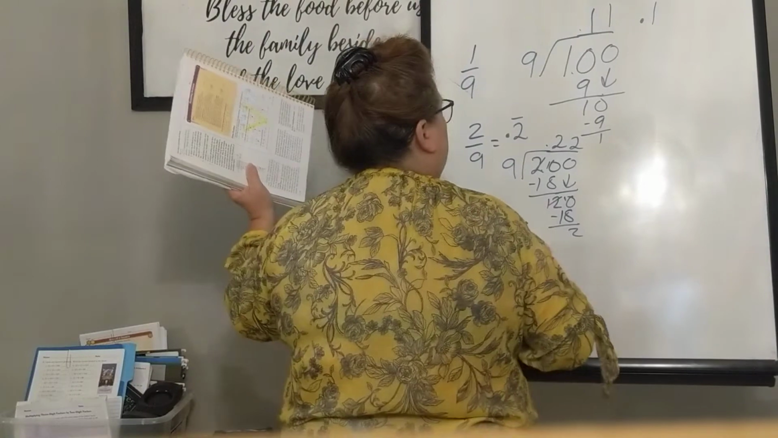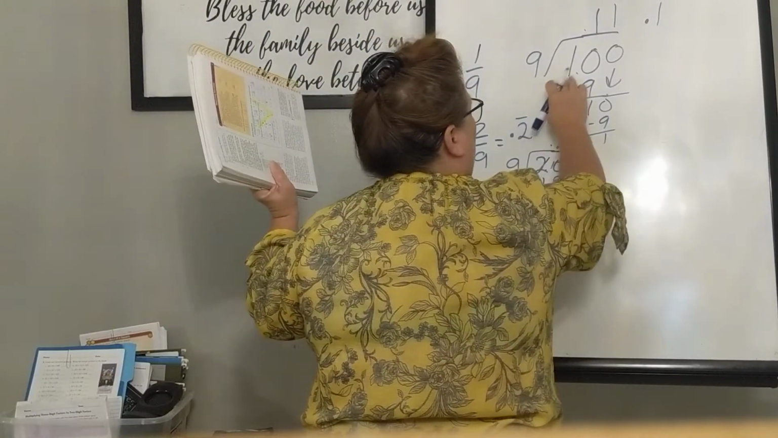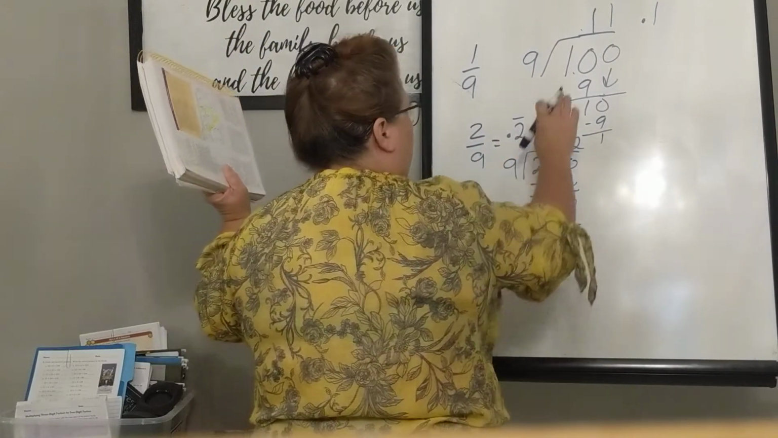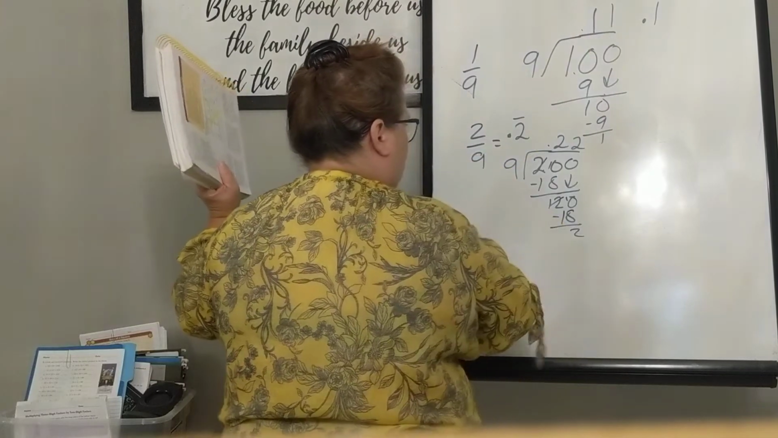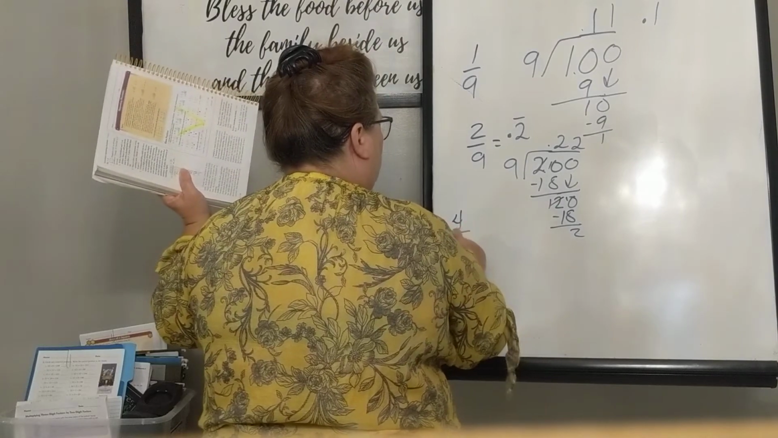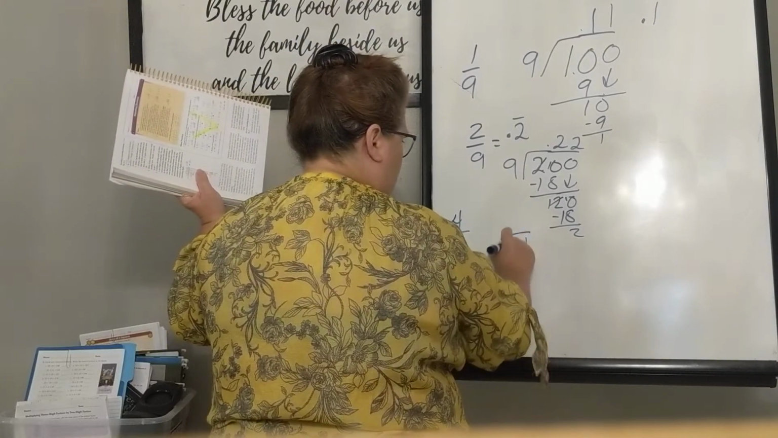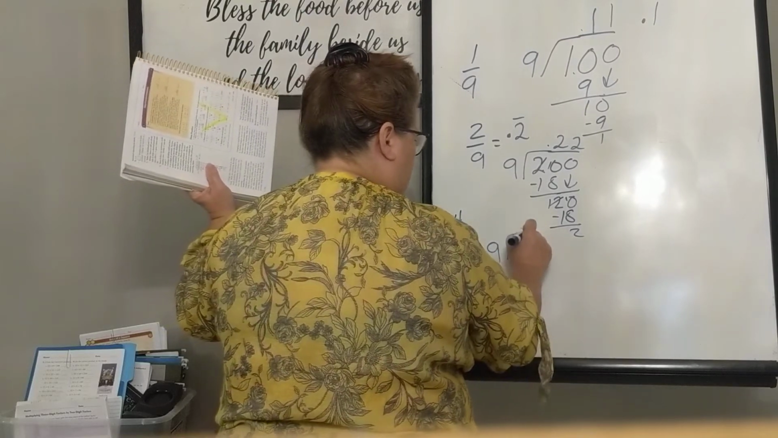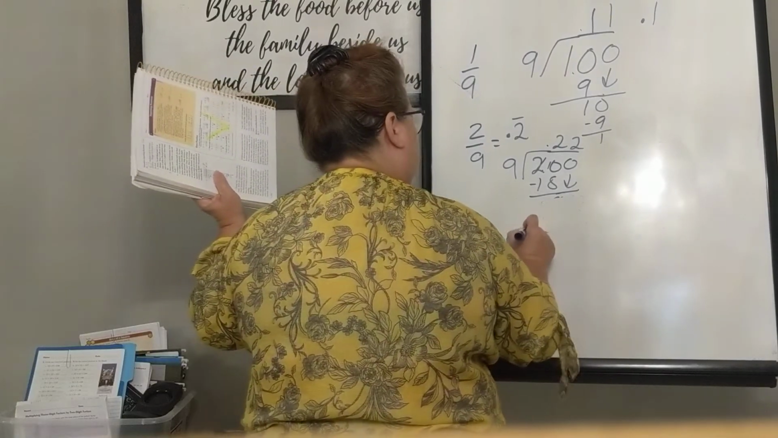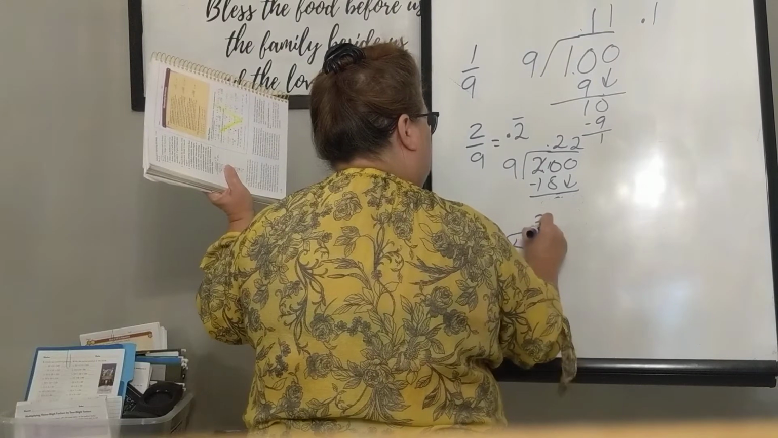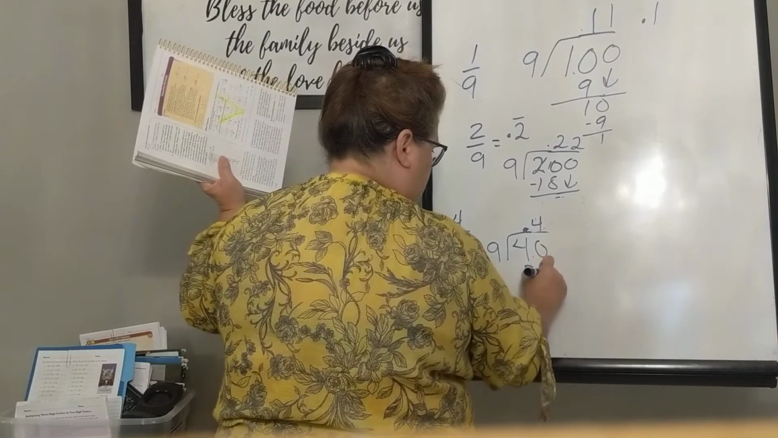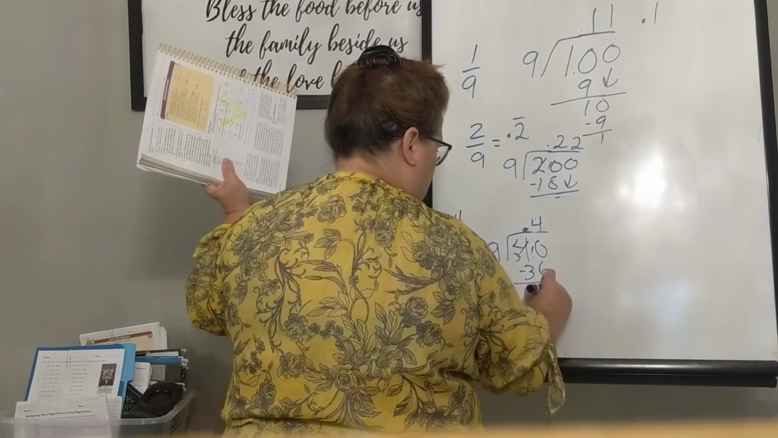4/9. Y'all notice something right here? We divided 1 by 9, and 1 was our repeating decimal. We divided 2 by 9, and 2 was our repeating decimal. Let's divide 4 by 9 and see what happens. 4 divided by 9. And next are zeros. 9 will go into 40, decimal point up there, 3 times. No, sorry, 4 times. 9 times 4 is 36. We subtract. We have 4.